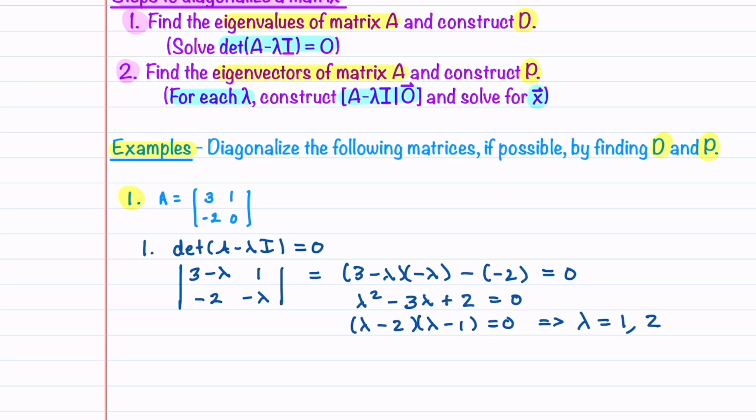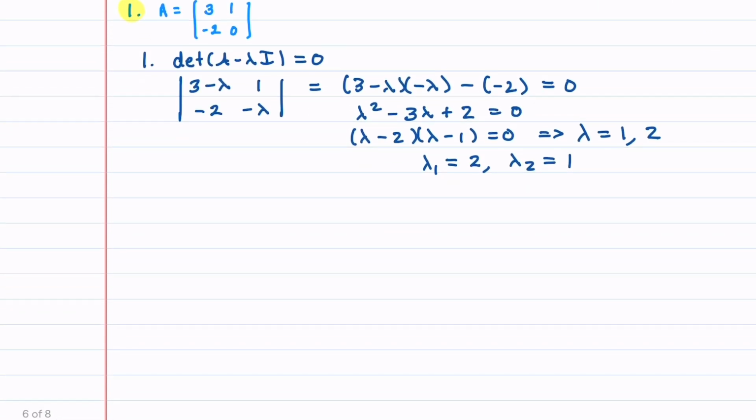I'm going to assign these eigenvalues to be lambda 1 equal to 2, and lambda 2 equal to 1. In some applications, you always want to make lambda 1 equal to the largest eigenvalue, which is called the dominant eigenvalue. Notice that we have 2 distinct eigenvalues, so that tells us that our matrix A is diagonalizable.